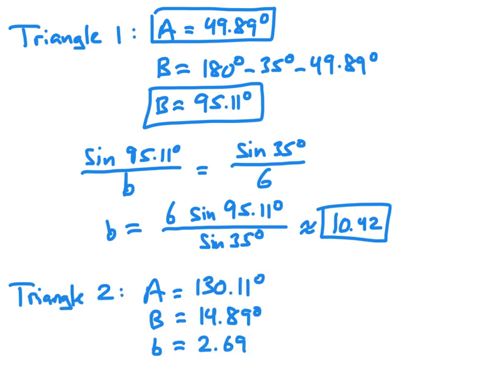I'll leave it to you to solve triangle 2, though the values are listed here. The steps are exactly as followed above in triangle 1, just with a different angle A, 130.11 degrees, as we saw previously. You can use the angle sum formula to find angle B, and then the law of sines to find side length B.